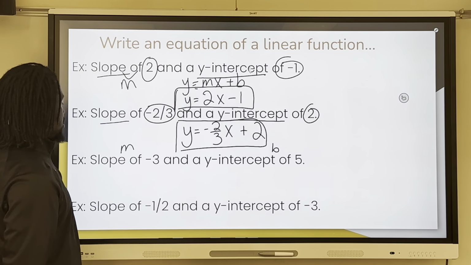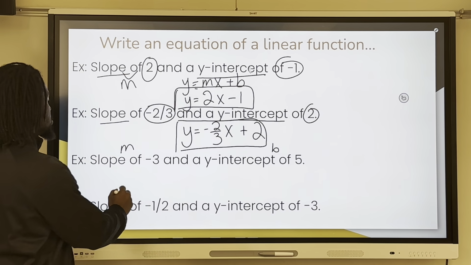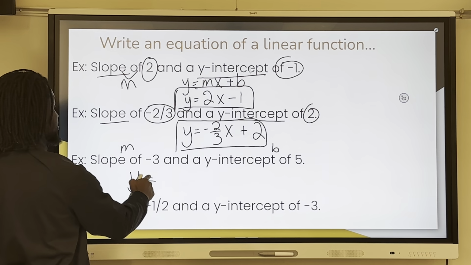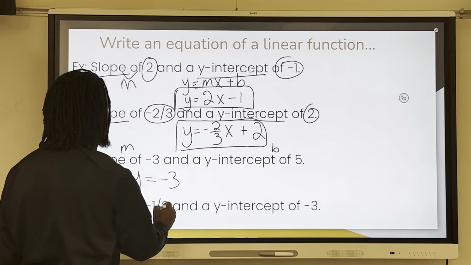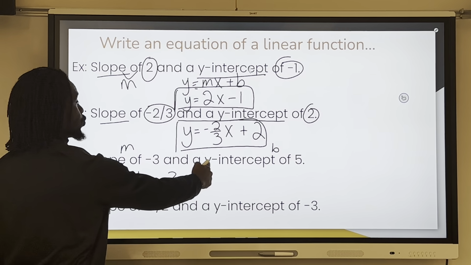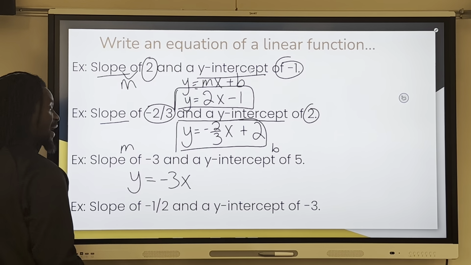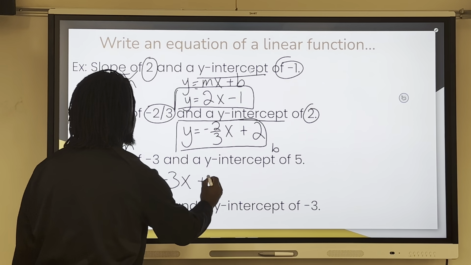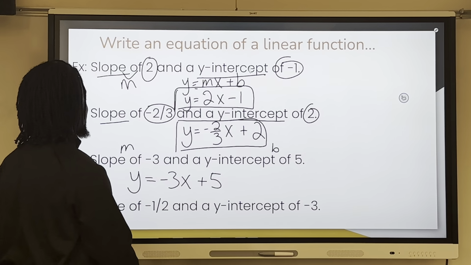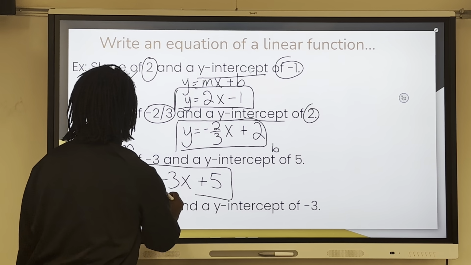All right, so for the 3rd example, the equation should have been, the slope is -3, so that is the m. The x, we don't know. And then the y-intercept is 5, so it should be plus 5. So y equals -3x plus 5 is the equation.